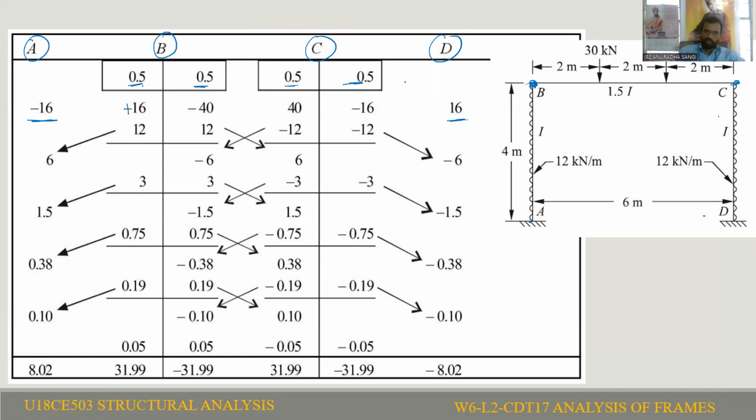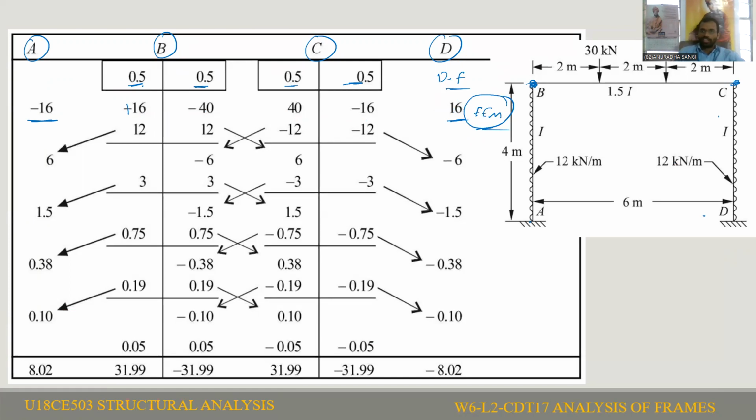So first, we write the joints. After that, the distribution factors. After that, we write the fixed end moments. Whether it is a beam or a frame, first of all, we have to write these steps: joints, distribution factors, and fixed moments.